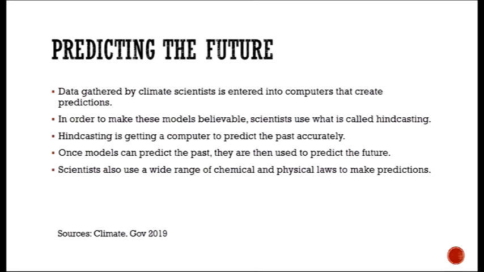They use the assumption that if it can predict the past correctly, it can also predict the future correctly. And they also use a wide range of chemical and physical properties in our atmospheres, oceans, and landscapes in order to make these predictions.